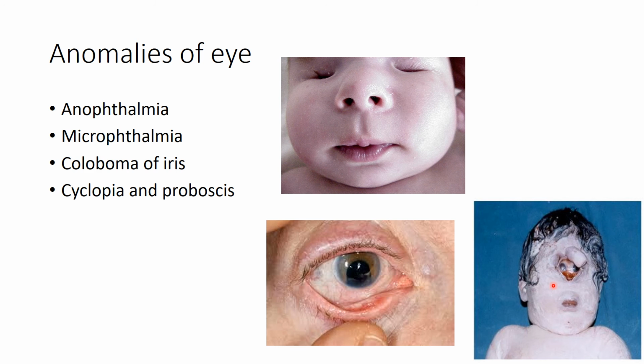This is a case of cyclopia, where there is a single eye in the midline over the forehead, and there is no nose between the eye and the mouth, but there is a small tubular appendage seen on the forehead, which is called proboscis.